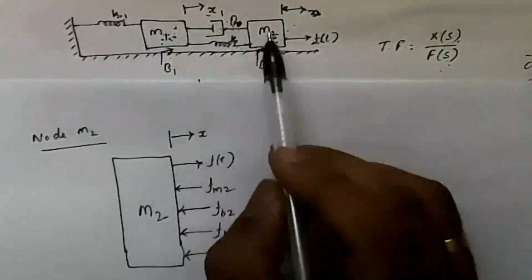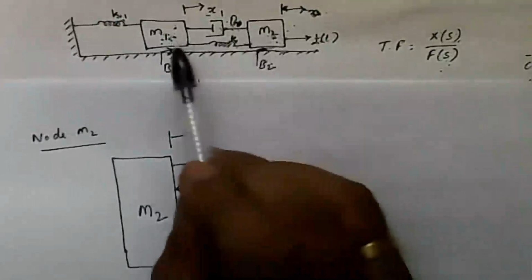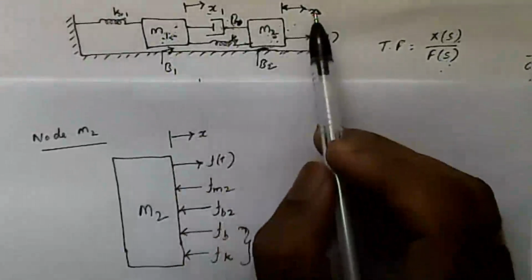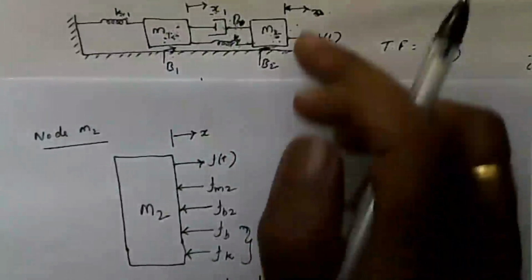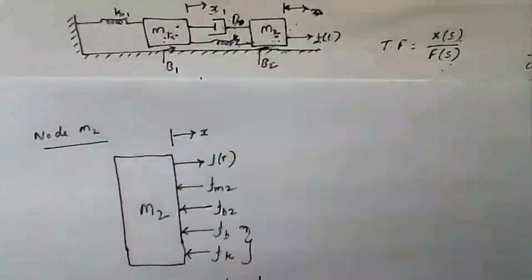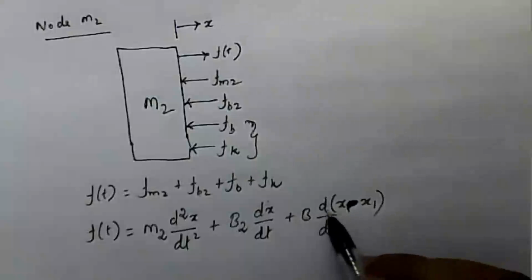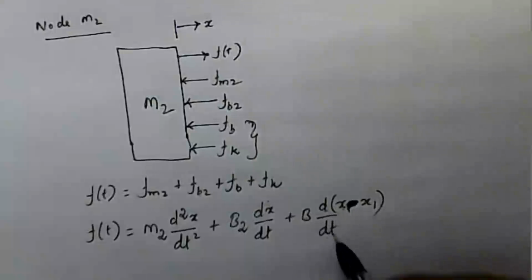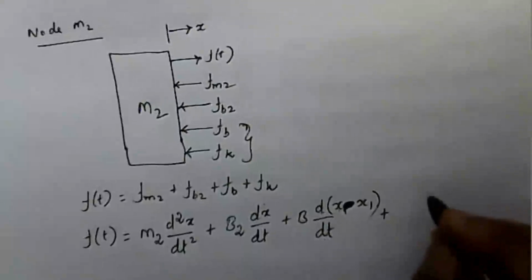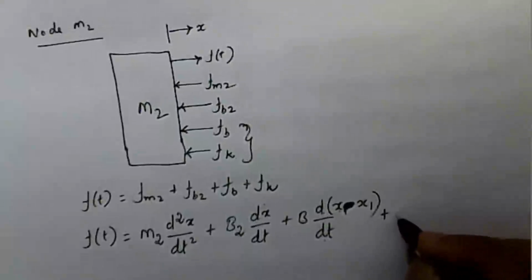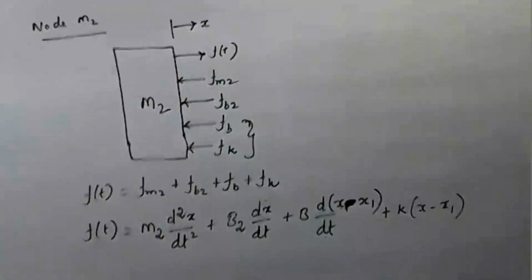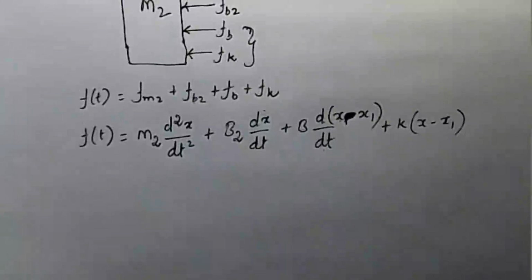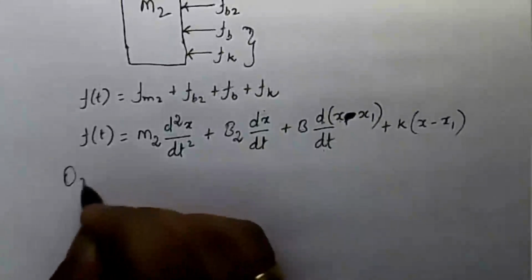B is the common element between the M2 and M1 nodes. So the displacement is taken as x minus x1: the currently calculated node displacement minus the other node displacement, into d(x minus x1)/dt, plus, similarly, k into (x minus x1). Now take the Laplace transform.